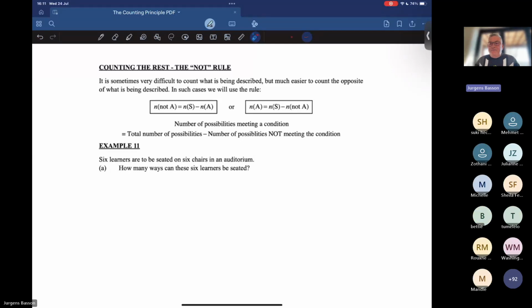But let's see. So, ladies and gentlemen, you will see what I've got here. I call it counting the rest, and I refer to it as the not rule. It's just the name I gave for it. We have this rule in probability in grade 11 as well. We also talk about the not rule. And there, the not rule comes from your complementary events, where we say the P of not A is 1 minus the P of A.